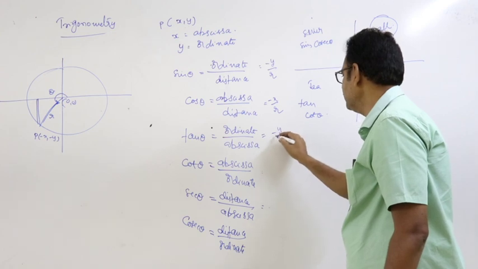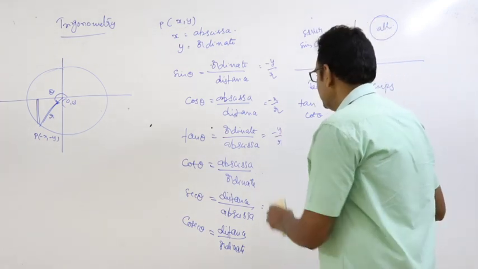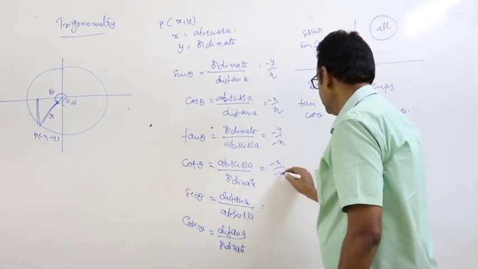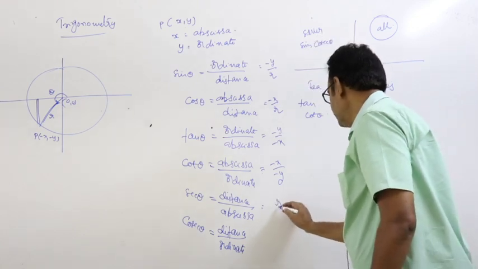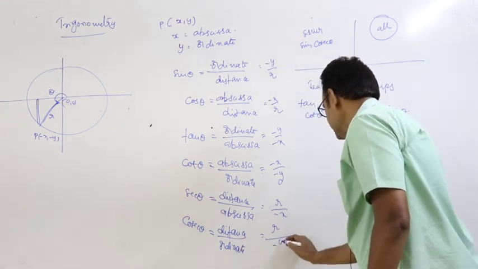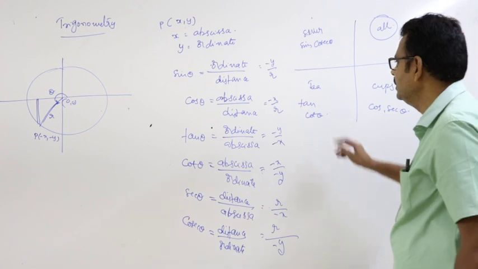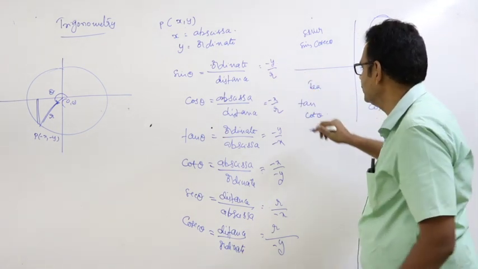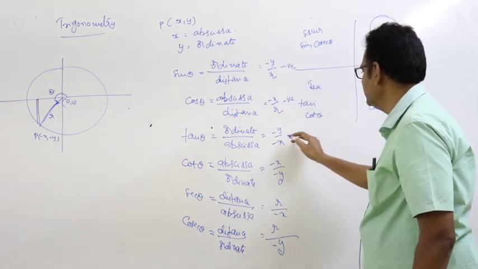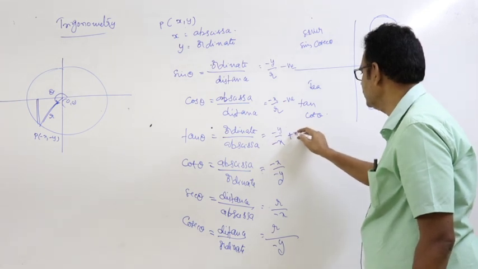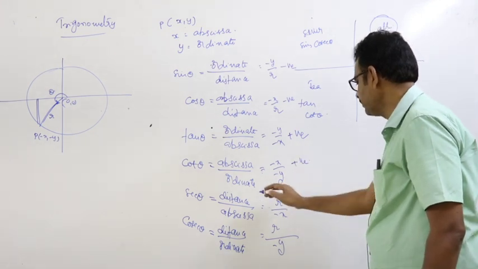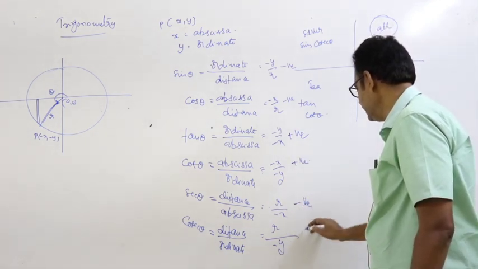Tan theta is ordinate by abscissa, minus y by minus x. Cot theta is minus x by minus y. Sec theta is r by minus x. Cosec theta is r by ordinate, minus y. So minus y is negative, r is positive, so this is negative. Minus by minus is positive, negative by negative is positive. So tan is positive, cot is positive, and sec and cosec are negative.